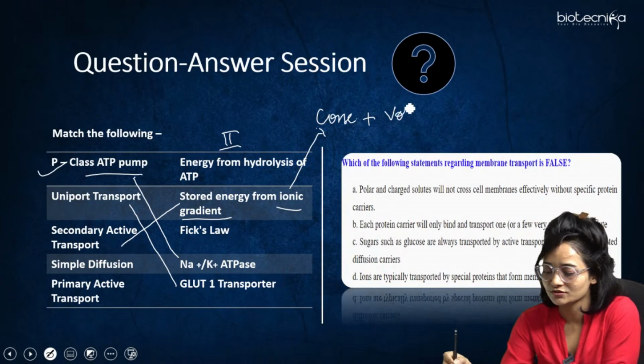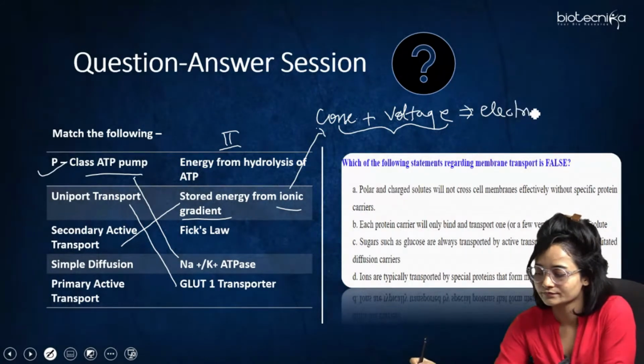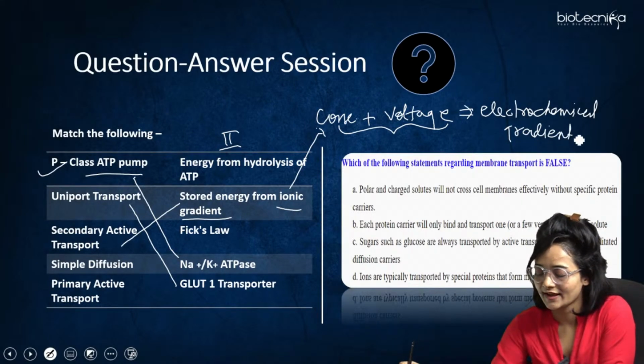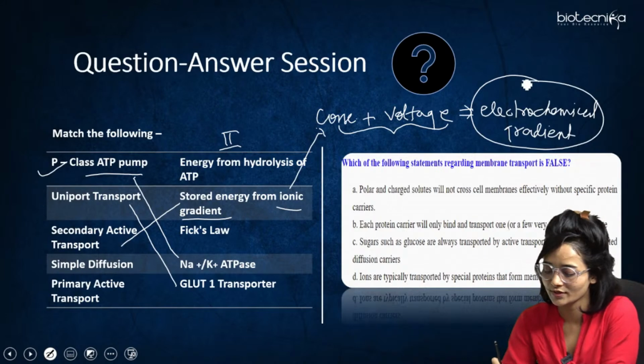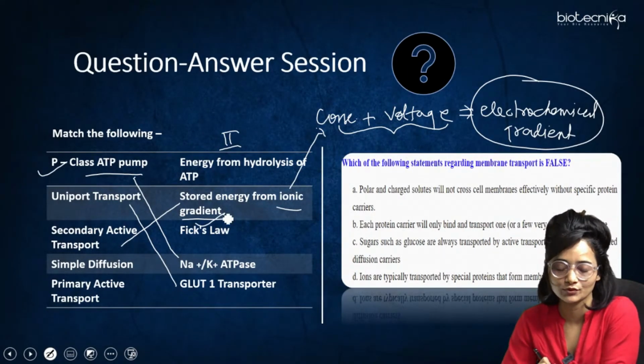So voltage across the plasma membrane. Both of these combined is known as the electrochemical gradient, or ionic gradient. So the energy is basically being stored in the form of this ionic gradient, which is being utilized by the secondary active transport.